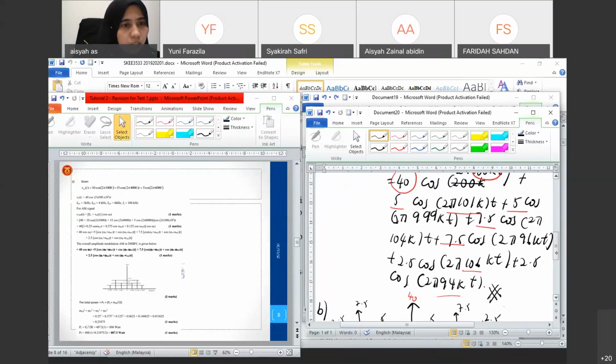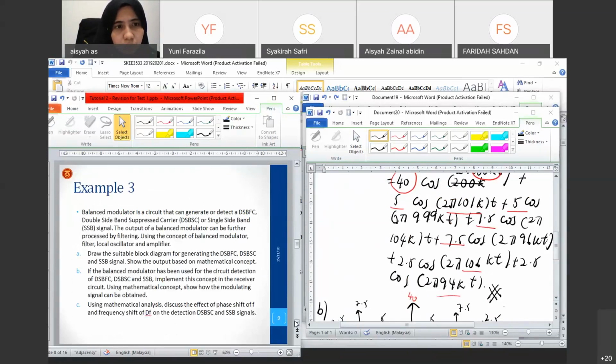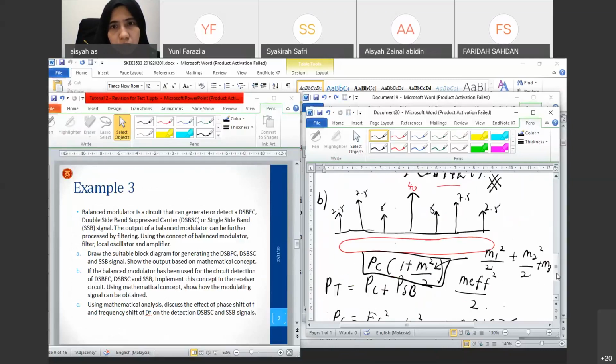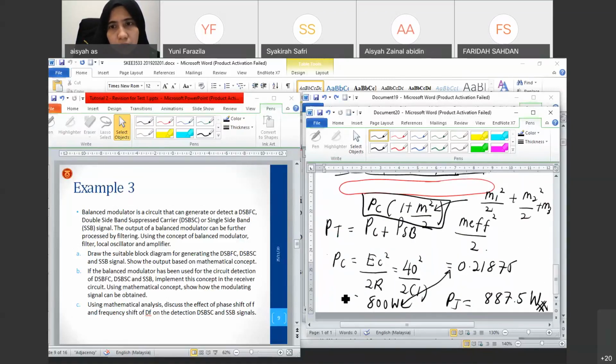Okay, this is the power of amplitude modulation. And the second example for amplitude modulation is the balanced modulator.